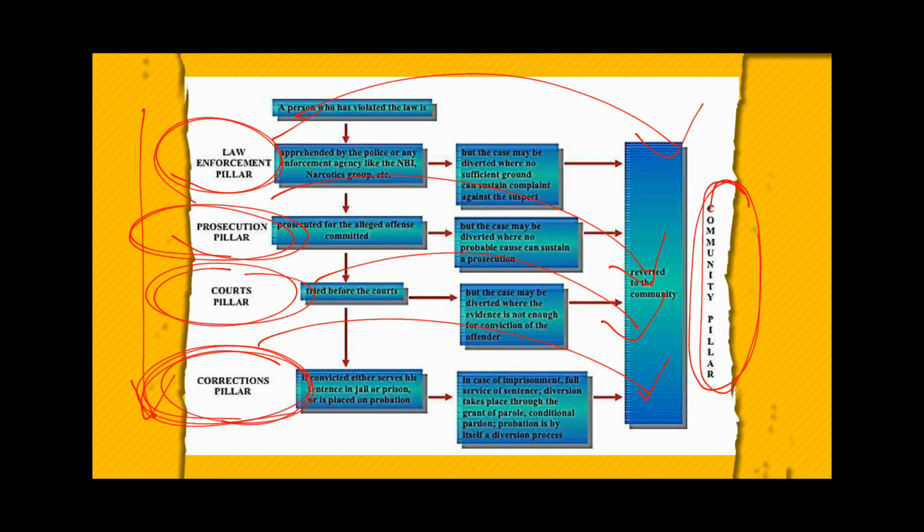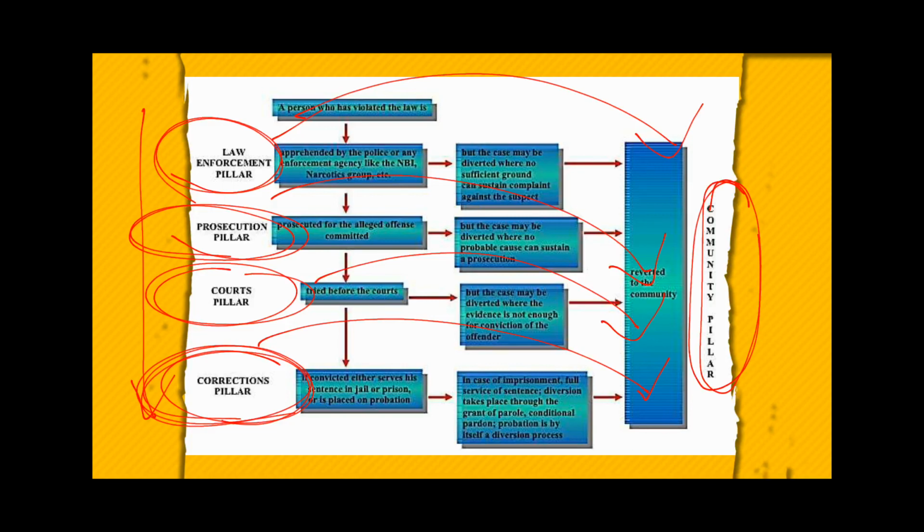Ibig sabihin, kung nahuli ka today for, let's say, shoplifting, and nakulong ka, what happens now is that you will be in prison and you might have to wait up to 6 months just to get your first arraignment. And some of them, on the day of their arraignment, the judge is absent or may sakit. So they have to wait again for another free time on another day.